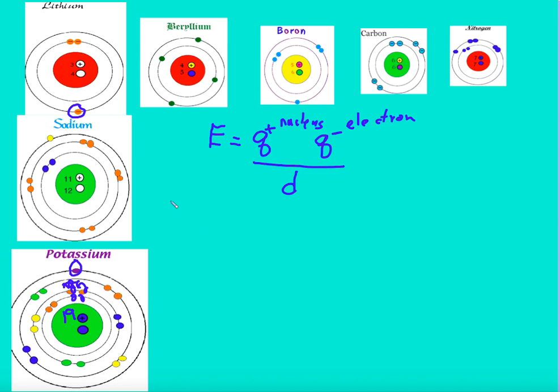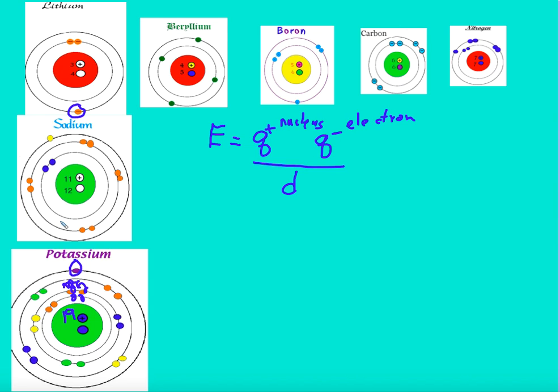So lithium would have a higher ionization energy for this outer electron compared to potassium because lithium's electron is a lot closer to the nucleus and it has less shielding. So that's the group trend. Now let's do the period trend. So the period trend is going across.